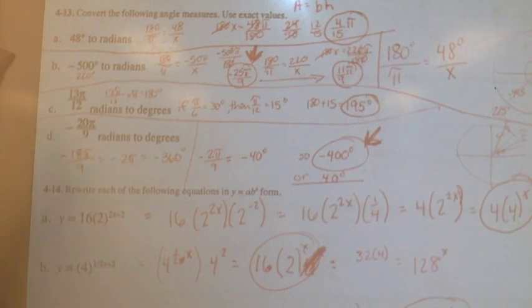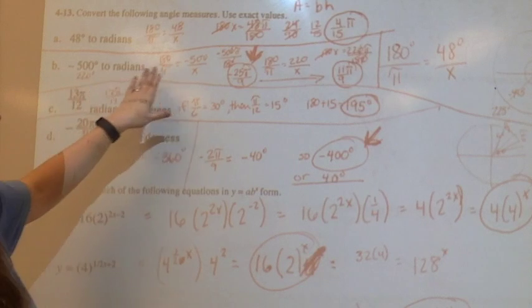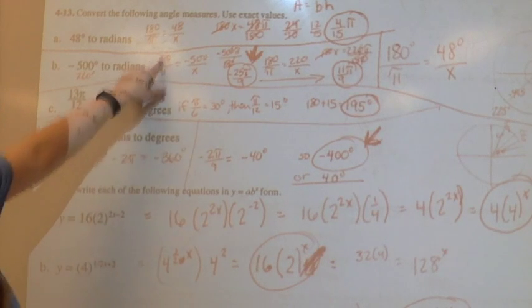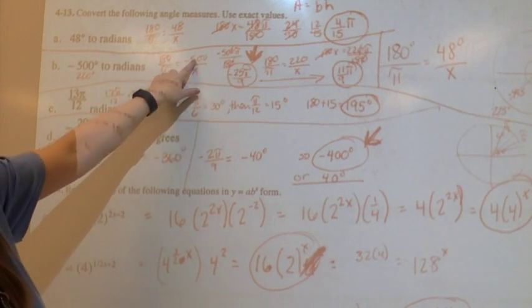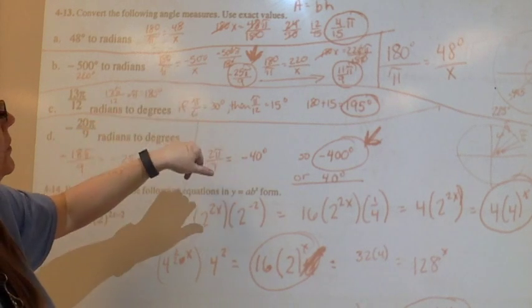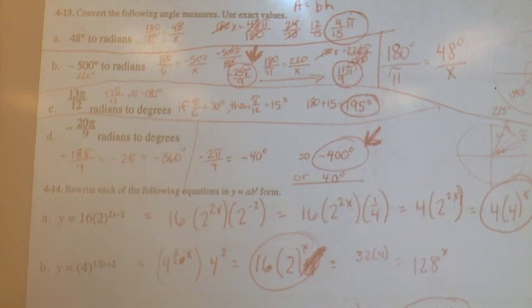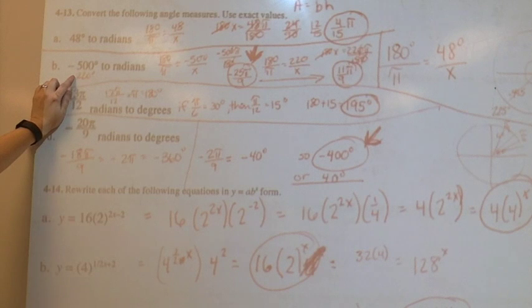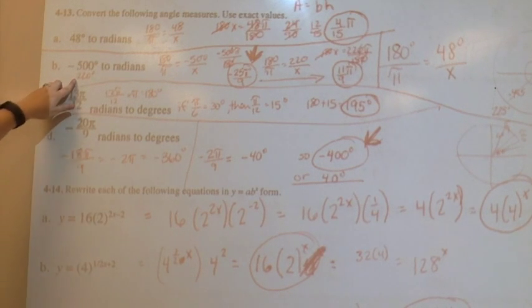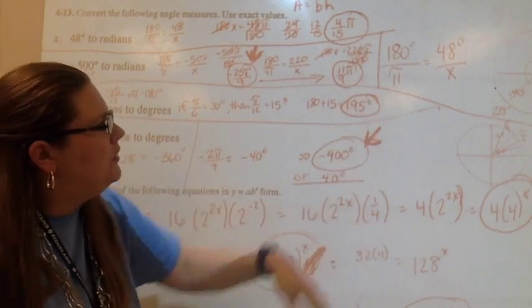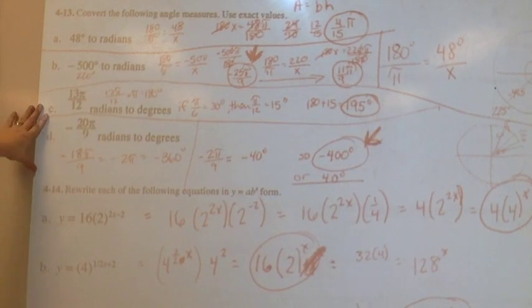Same situation on B. Here you are working with 180 over pi setting equal to negative 500 over x. Again, cross multiply, divide, and reduce your fraction. Now, you can change the negative 500 degrees to positive degrees of 220 if you'd like. And I showed both answers for those. So working it the other way, it works basically the same if you're working radians to degrees.